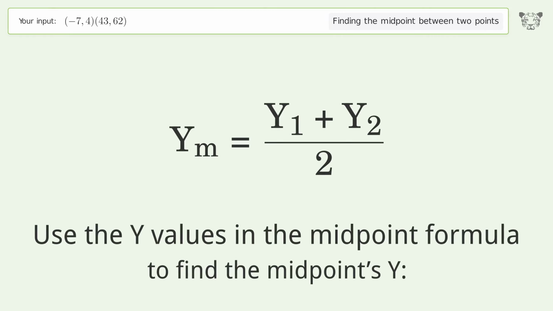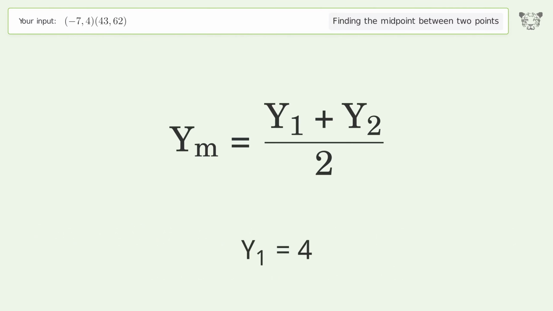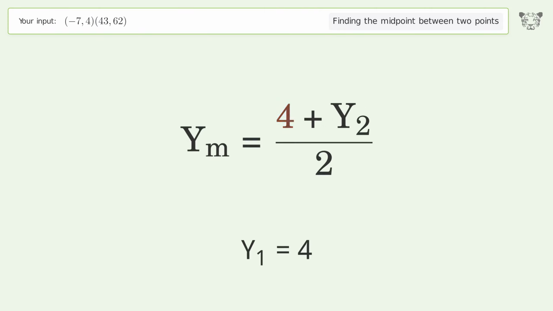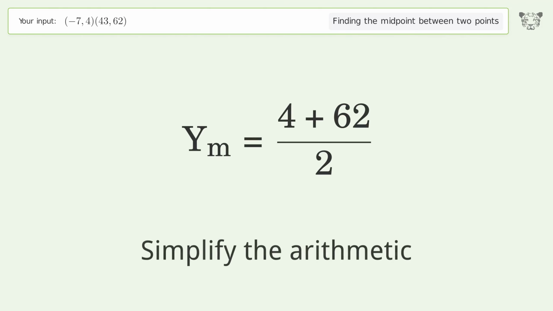Use the y values in the midpoint formula to find the midpoint's y. y1 equals 4. y2 equals 62. Simplify the arithmetic.